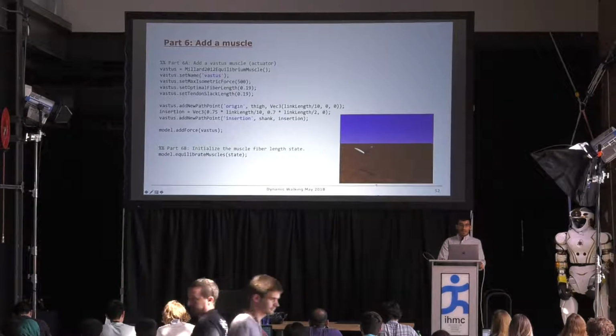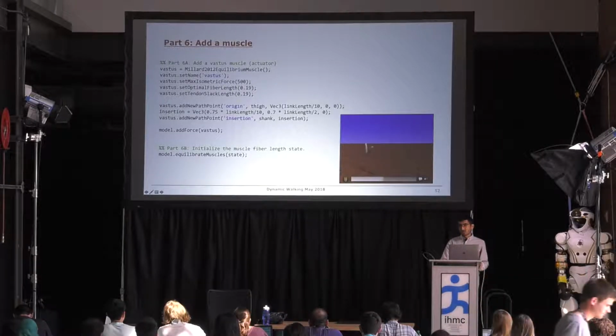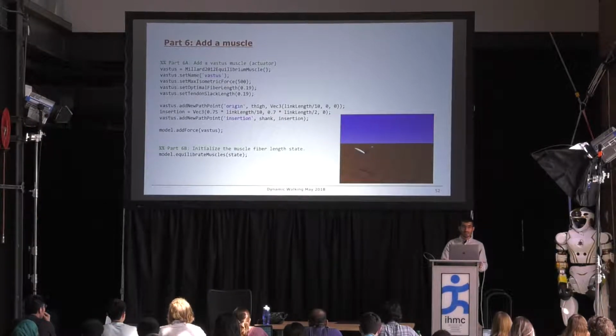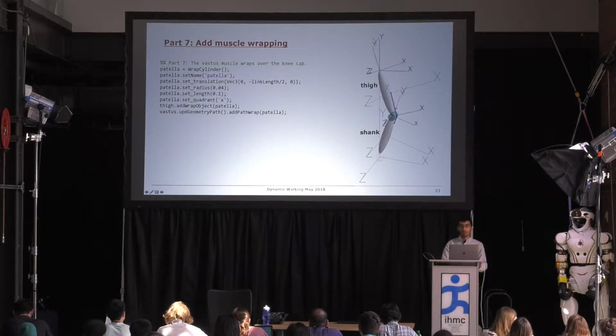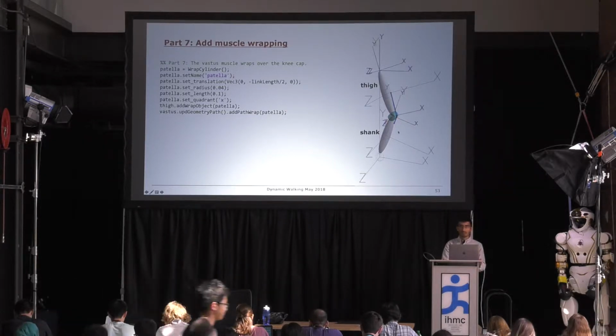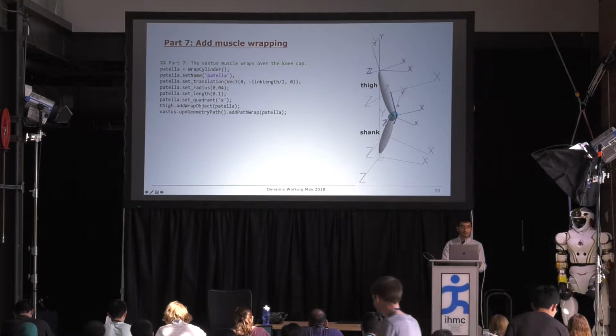So does anybody notice anything weird about this video or something not quite physiological? Yeah, the muscle path for the vastus goes right through the knee joint, which I'm not able to do myself. We can fix that by adding what we call muscle wrapping. You can add geometry to your model that constrains the path of the muscle. So here we add a cylinder at the knee joint, which we're calling the wrapping surface of patella, and the muscle path will wrap around that patella to prevent the muscle path from going through the knee joint.